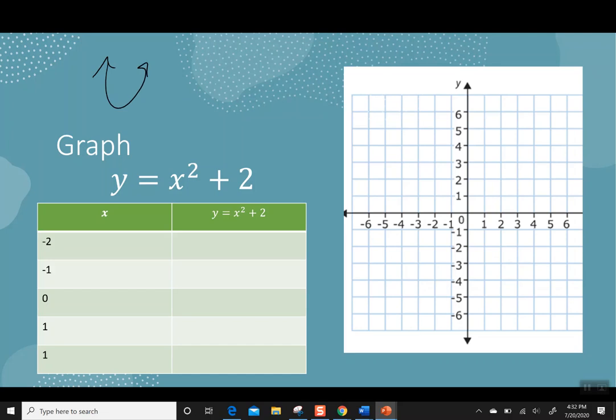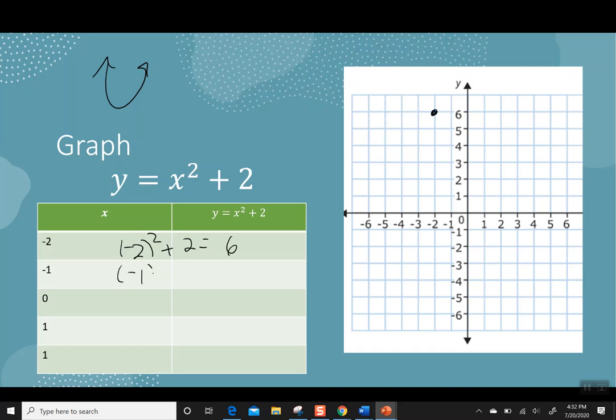To make it easier, we're going to plug in a bunch of numbers because this is the first one we're doing. I'm going to start with negative 2. So if I have negative 2 squared plus 2, remember if you're going to put this in your calculator, which I'm fine with, you really want to use parentheses so that you get the right sign in your answer. Negative 2 squared is 4, 4 plus 2 is 6. So I have a point, negative 2, positive 6.